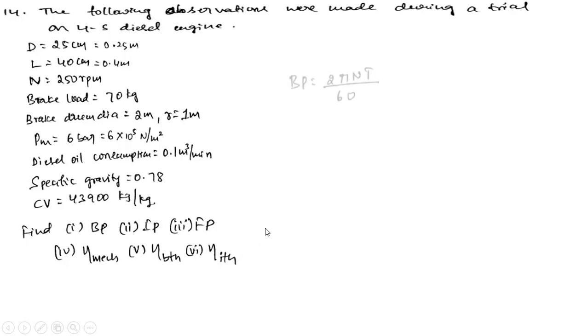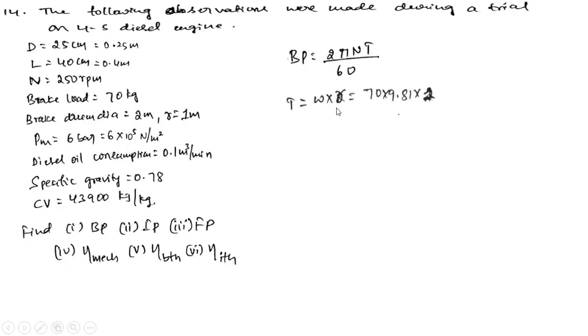So first let us go one by one. We will go for BP first. It is equal to 2 pi NT by 60. First we will calculate the torque. Torque is equal to load into radius. This 70 is given in terms of kg, so it has to be multiplied by 9.81, and radius is 1 meter. So we will get torque as 686.7 Newton meter.